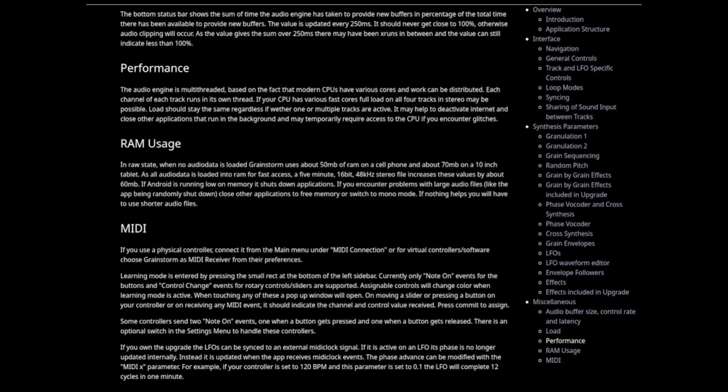RAM usage. In raw state, when no audio data is loaded, Grainstorm uses about 50 MB of RAM on a cell phone and about 70 MB on a 10-inch tablet. As all audio data is loaded into RAM for fast access, a 5-minute, 16-bit, 48 kHz stereo file increases these values by about 60 MB.